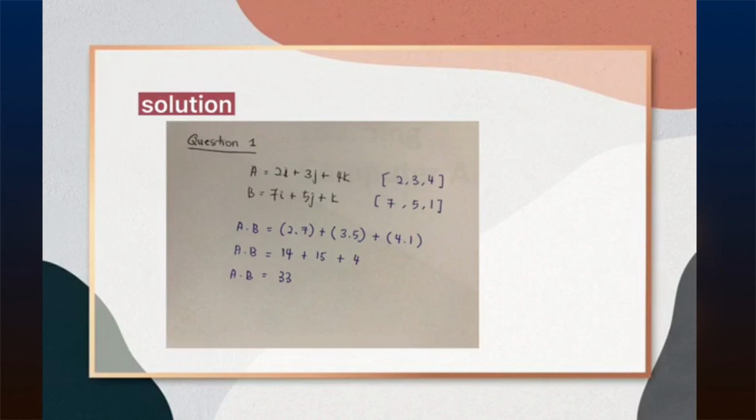A is 2i plus 3j plus 4k and B is 7i plus 5j plus k. So to find the dot product AB, we must multiply A by B. We multiply 2 by 7 because it is i with i, plus 3 times 5 is j with j, plus 4 times 1 is k with k. So we total up and get 33. This is the answer of the dot product.